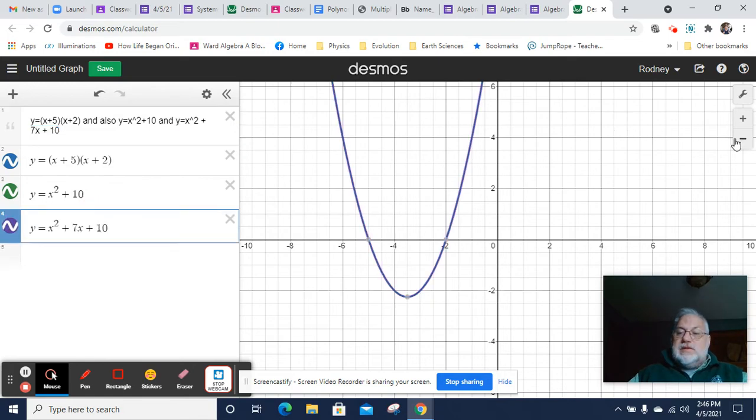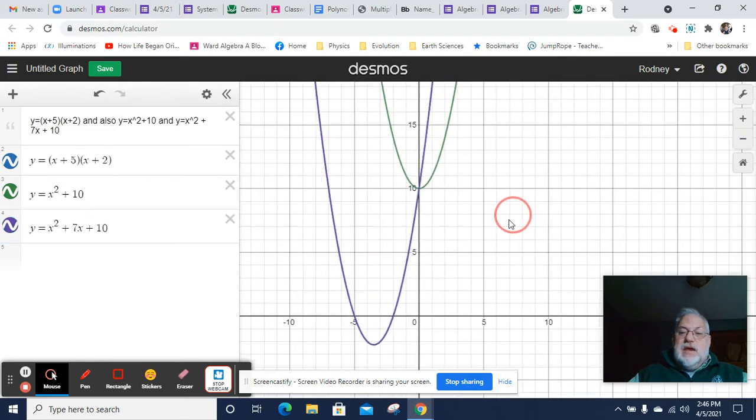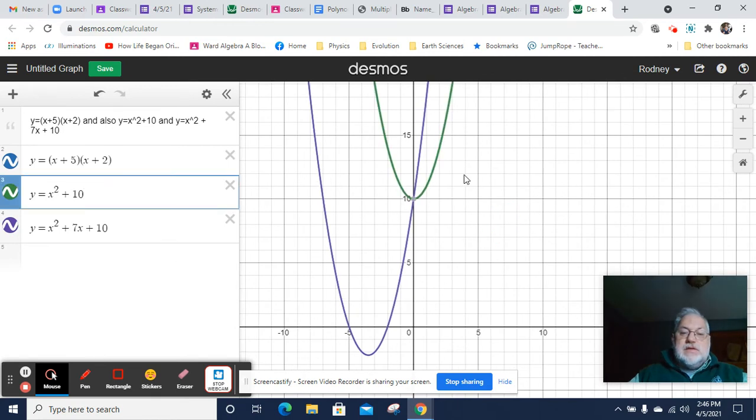Oh, so that's the same. Let's see the x squared plus 10. The x squared plus 10 is up there. That's not the same thing as x plus 5 times x plus 2. X plus 5 times x plus 2 is here. X squared plus 10 is up here. And then when I click on this one, we realize that these two are the same. Okay, and it should make sense because we just multiplied it out.